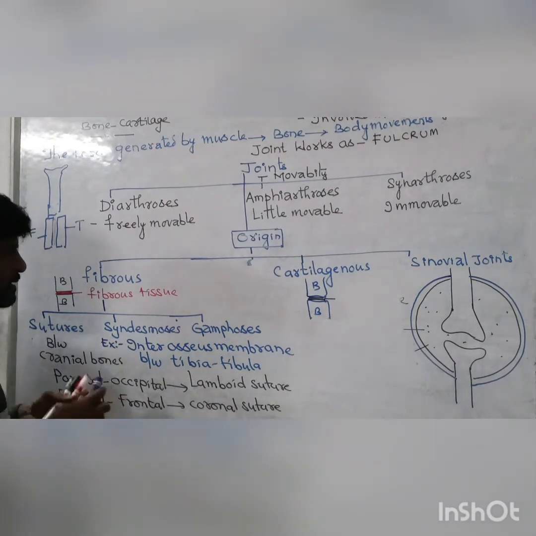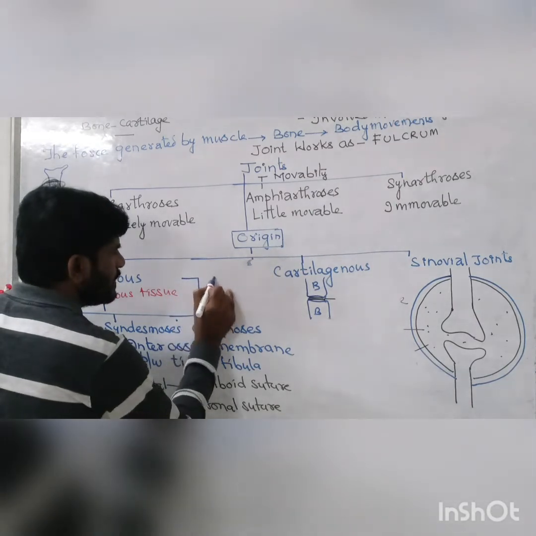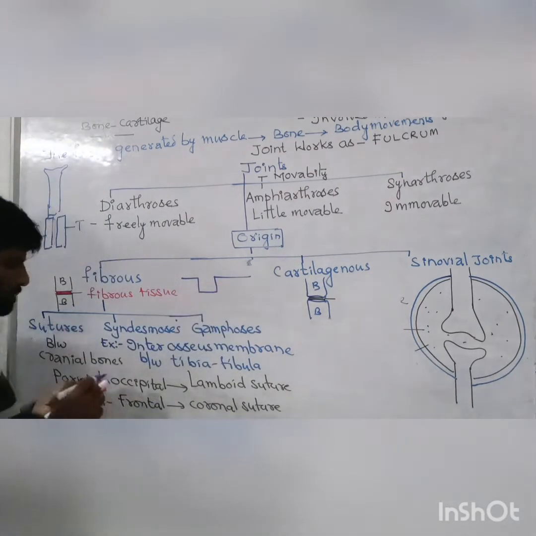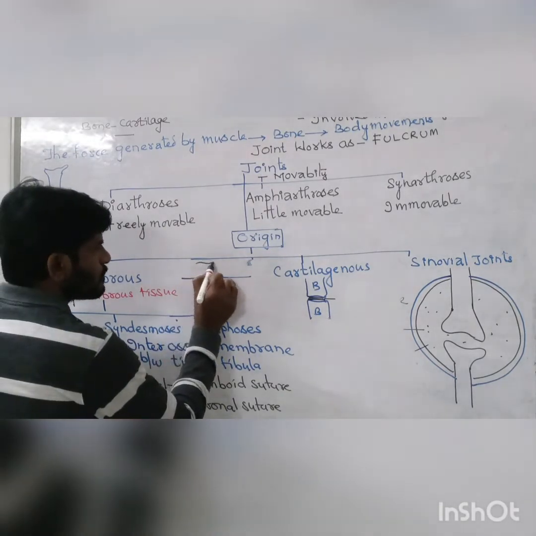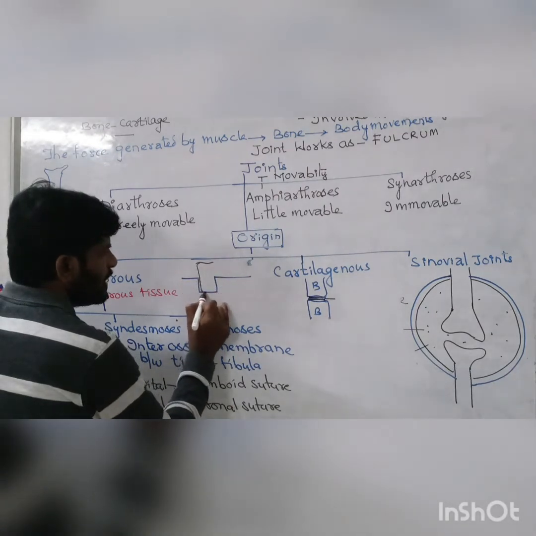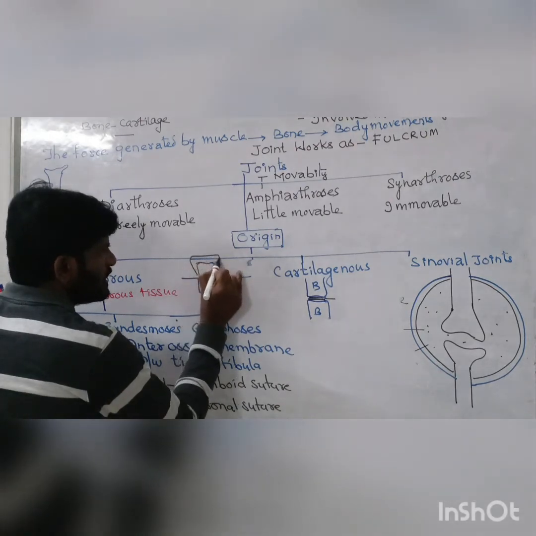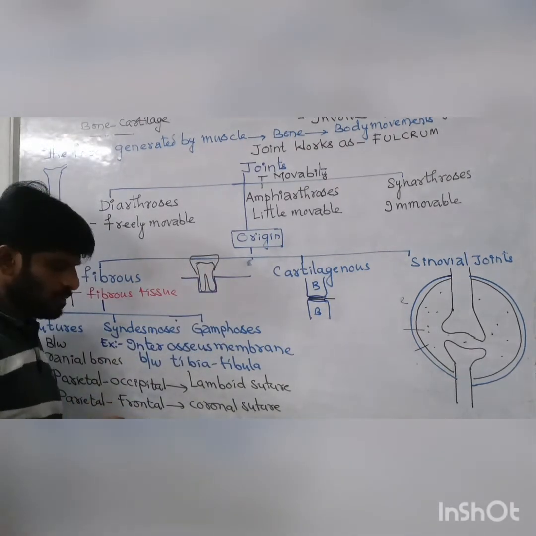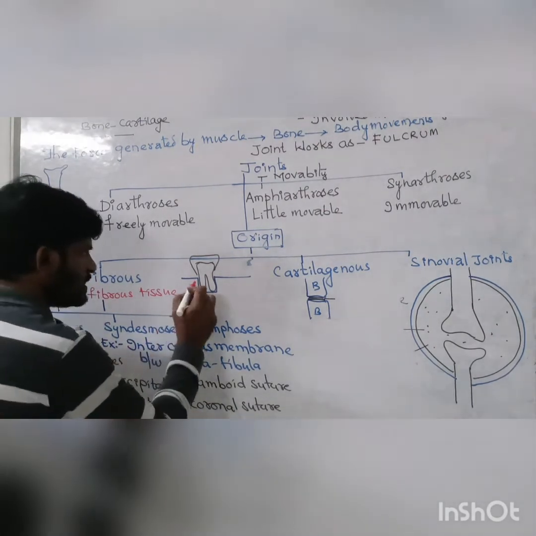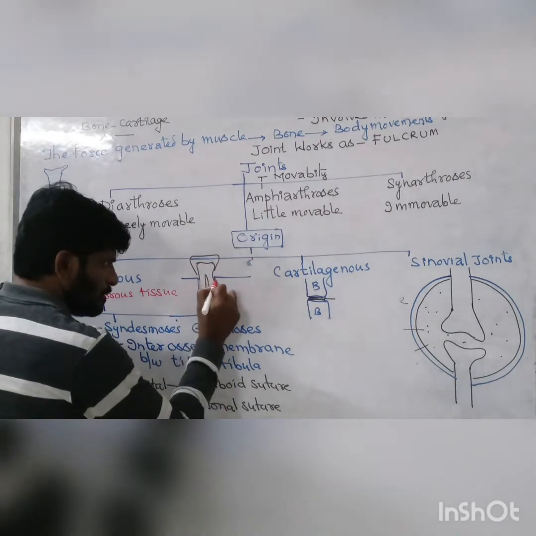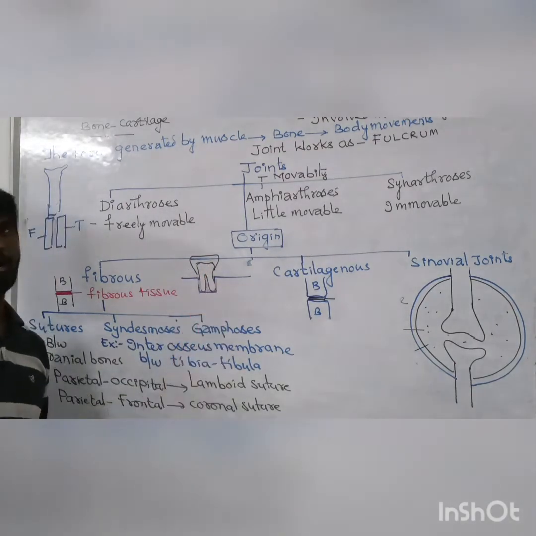And coming to the gomphoses, they are present between, for example, the jawbone socket and the tooth. The tooth is embedded inside the jawbone socket. Between the jawbone socket and the tooth there is a fibrous tissue. This fibrous tissue between the jawbone socket and the tooth is the gomphosis.